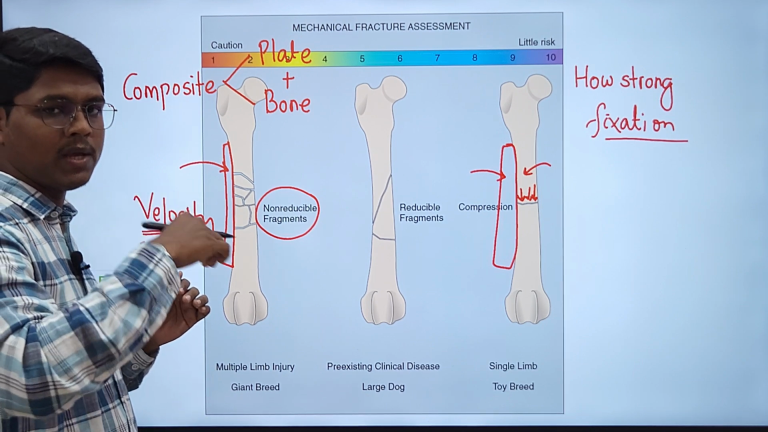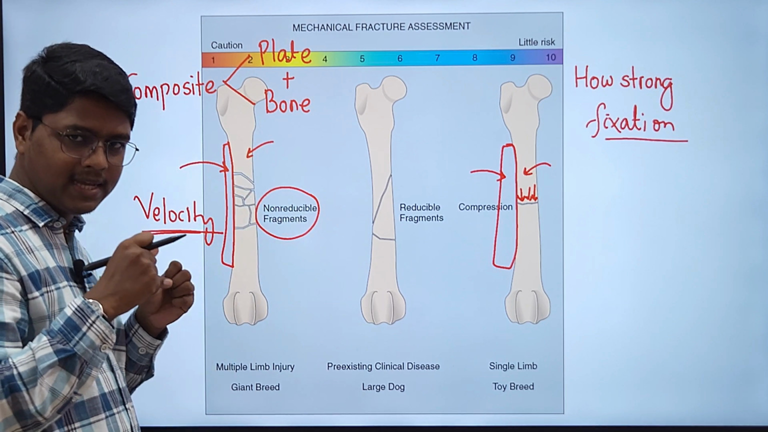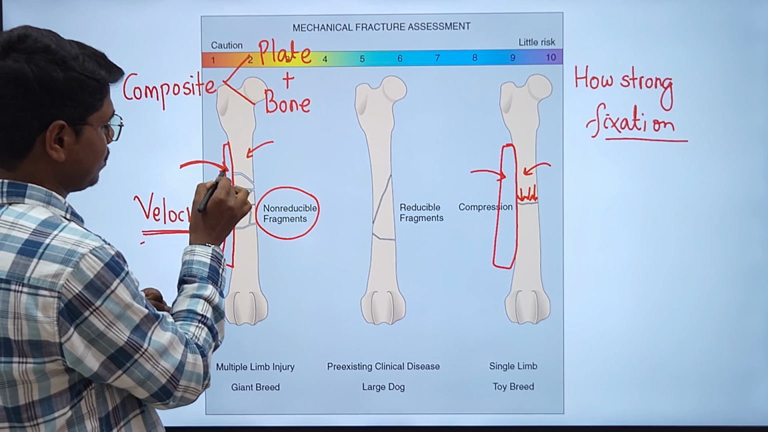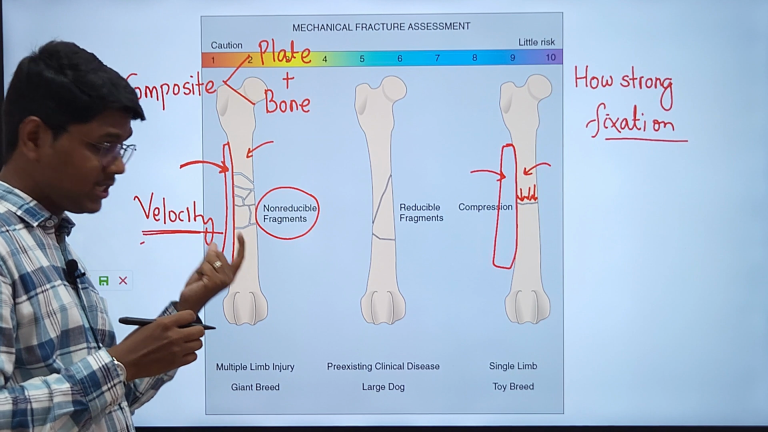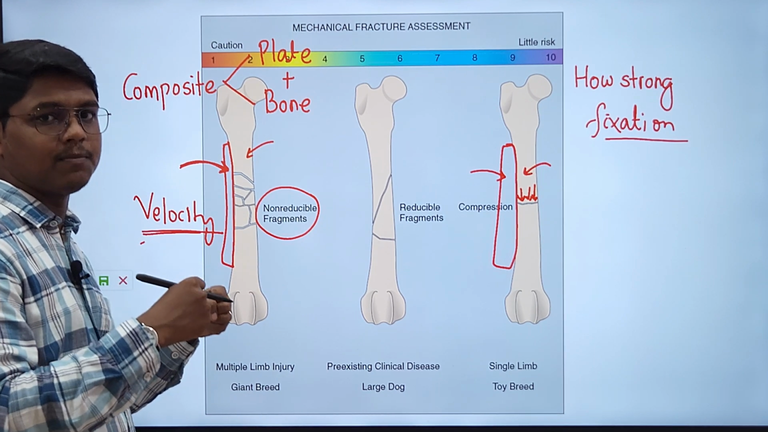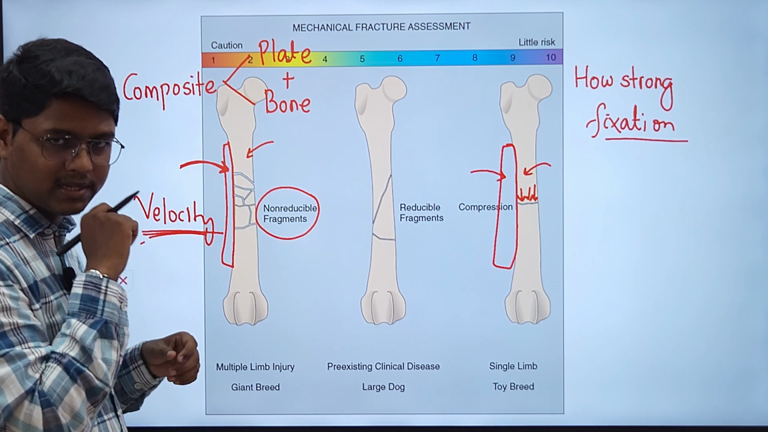While in this particular case, when there is a non-reducible fragment, on the implant the force will be much more than on the bone, because the bone does not have any force bearing capacity or axial loading capacity. So most of the weight will be on this implant. So for this particular fracture management, you need a very strong implant which can bear weight. Okay, that is the point of the velocity of a fracture.